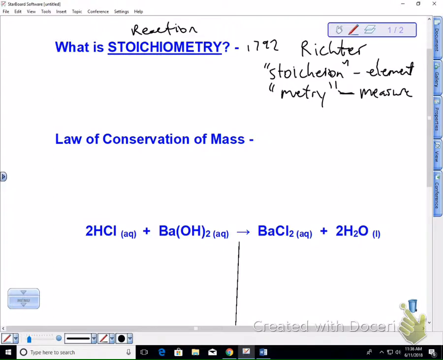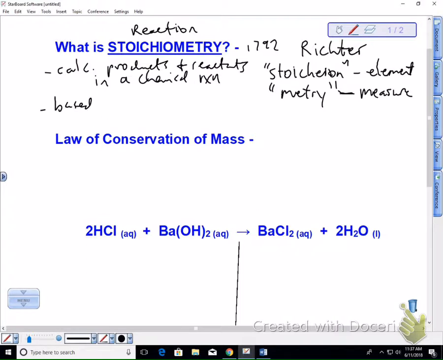So really, it's just a way to calculate products and also the reactants. You can work it backwards in a chemical reaction. I'll just abbreviate reaction with RXN. Now, what's it based on? Well, it's based on the number of particles, atoms or molecules that you have. So based on the number of molecules or atoms, because sometimes atoms are elemental in the reaction.